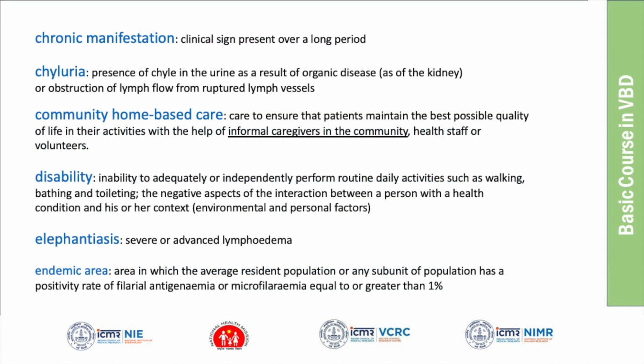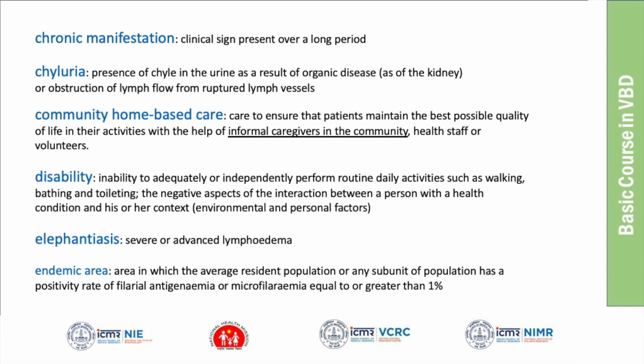The chronic manifestation, the clinical signs present over a longer period, is called chronic. Then chyluria, a state generally seen in pancreatic areas. Chyle is the fatty fluid that will be seen in the urine, especially when there is a rupture in the lymph vessels and it gets mixed with the urine. That time you will be seeing the milky urine. That is called chyluria.